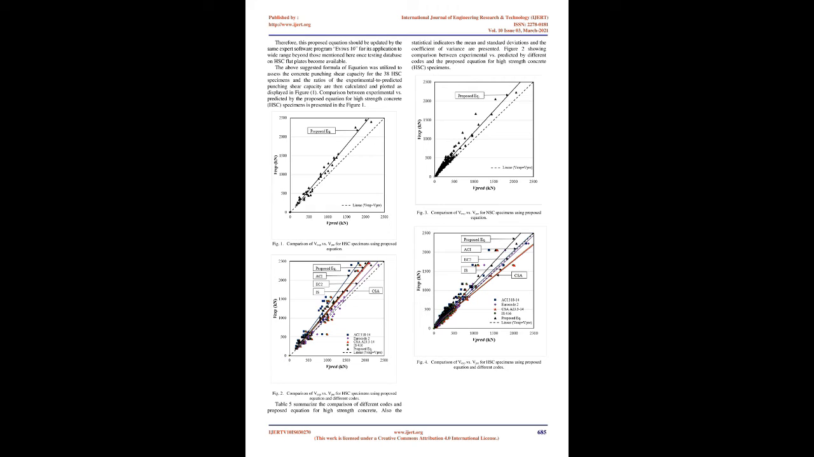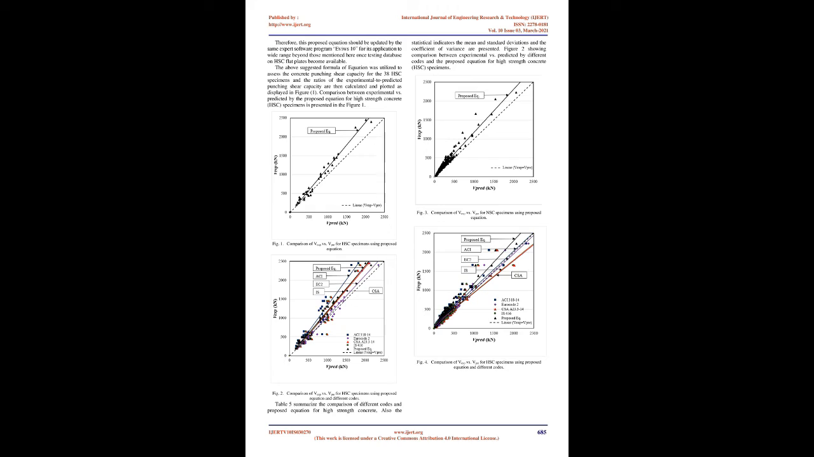Figure 5 shows a comparison between experimental versus predicted by the proposed equation for normal and high-strength concrete, NSC and HSC, specimens. Also, Figure 6 shows a comparison between experimental versus predicted by different codes and the proposed equation for normal and high-strength concrete, NSC and HSC, specimens.